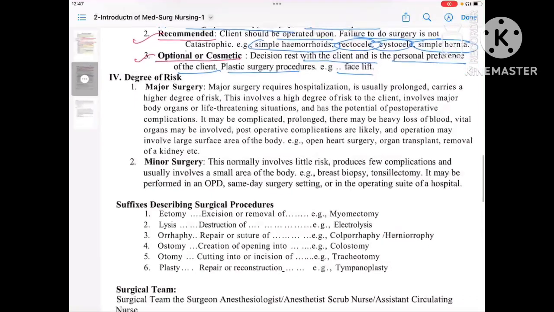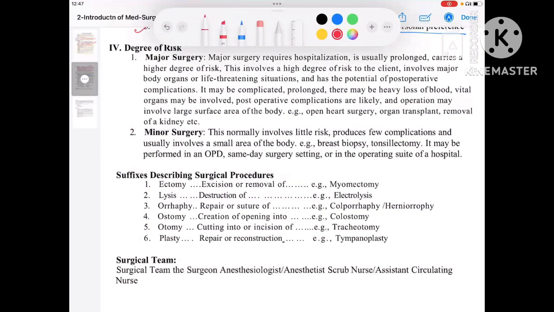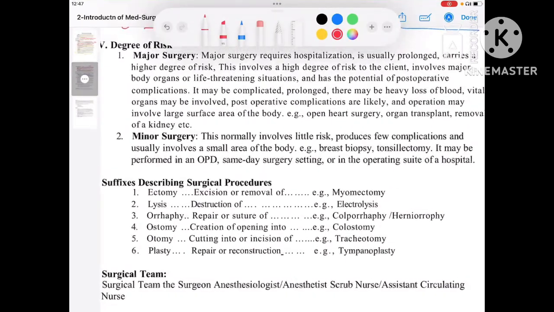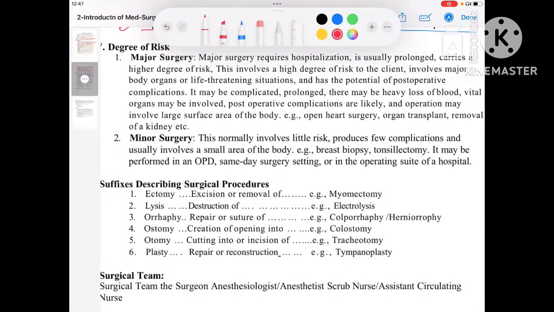And next one is the degree of risk. The surgery we can classify under major and minor. So we can classify it into major and minor. Let's see one by one. So what is a major surgery? The major surgery requires hospitalization. Obviously, the patient should be in the hospital.